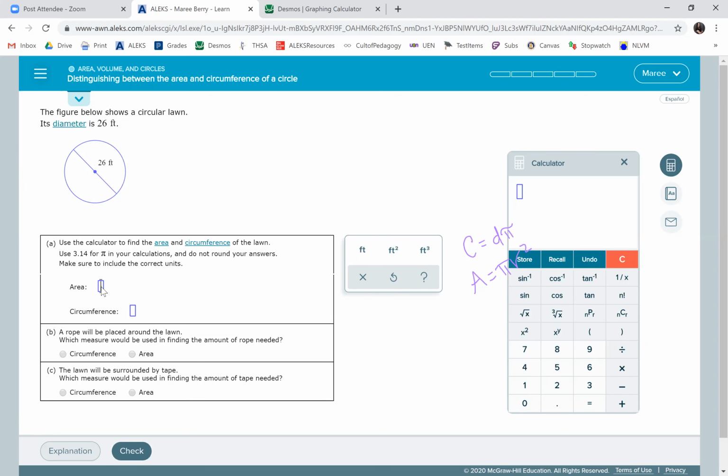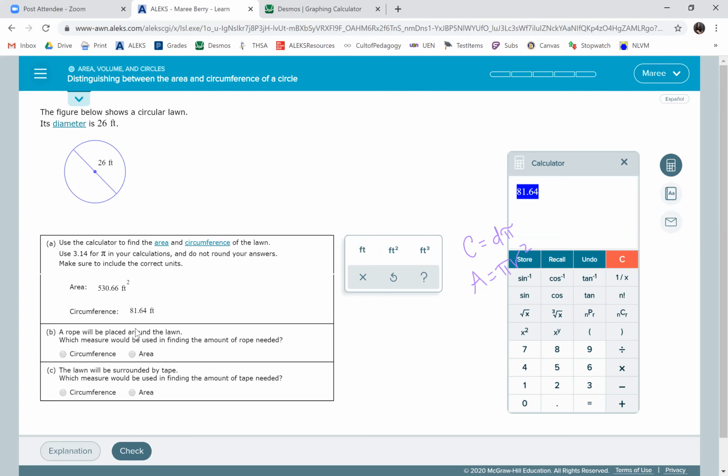For area, we actually need the radius. So half of 26 is 13. To start, we go 13 squared. Make sure you square it first. Then you times it by 3.14. Reminder, 3.14 does not equal pi. It is an approximation of pi. So that's 530.66. It said do not round your answers. Because it's area, I'm going to use the squared units. For circumference, I'm going to take the diameter and times it by the approximation of pi, which is 81.64, and that is just feet.